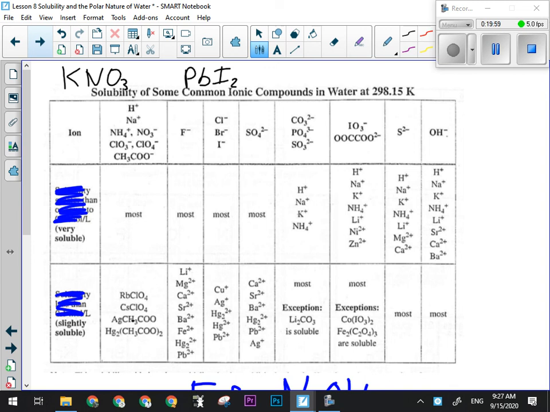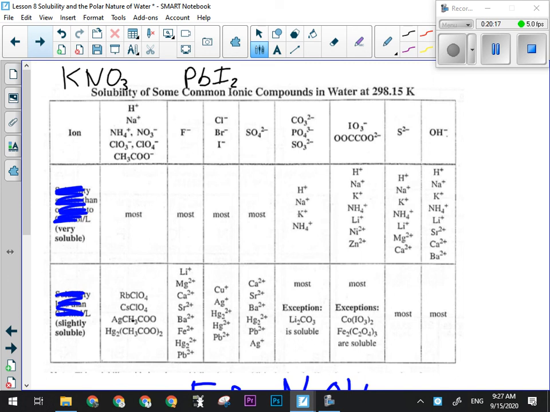Well, I don't see potassium there, so is potassium considered to be part of most? Yes, it is. Okay, that means that this stuff is soluble, right? So it's probably not my yellow precipitate from the reaction, right? Now let's check with this.